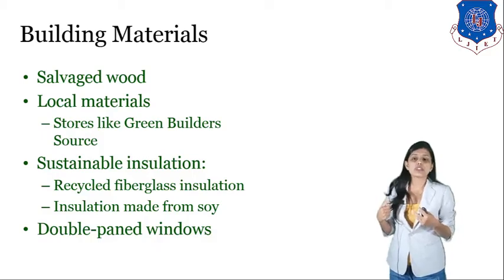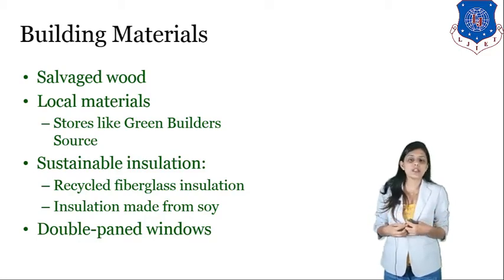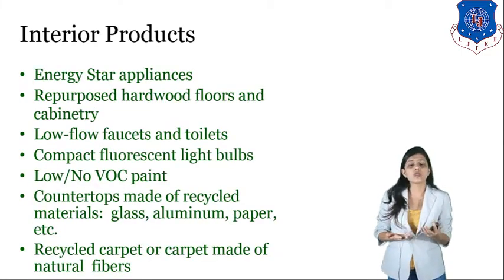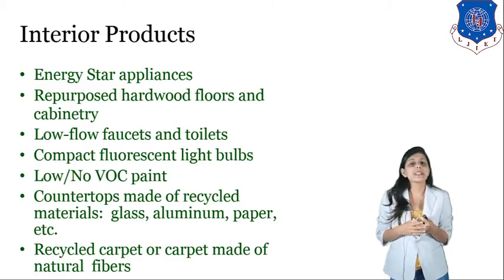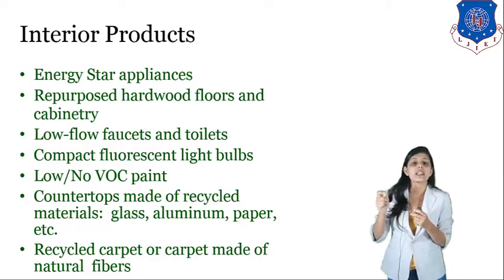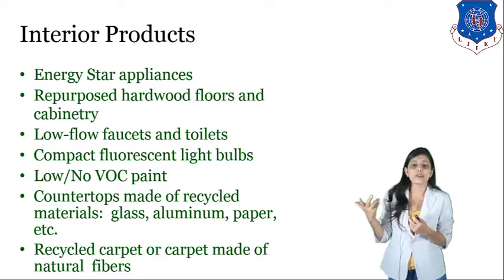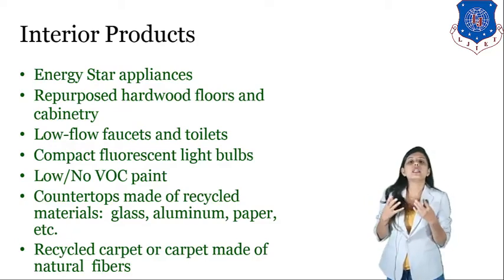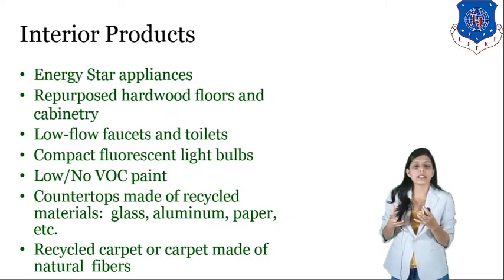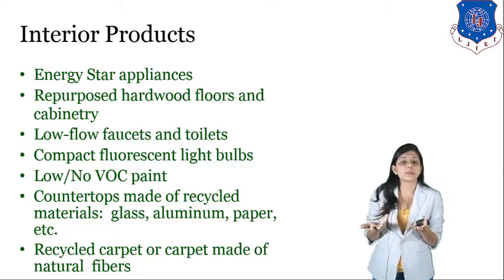So these are some things you should keep in mind while utilizing materials in green building or for sustainable development. Interior products in the house or sustainable building. First of all, Energy Star appliances. Appliances that are Energy Star use less electricity and generate more power, so that kind of appliances should be utilized. Repurposed hardwood floors and cabinetry. The furniture should be such that it can be utilized for different purposes.